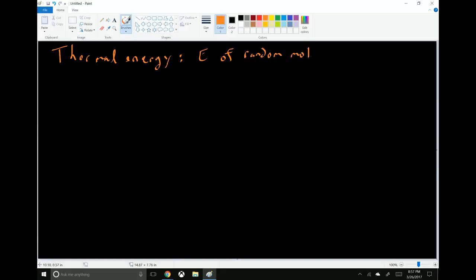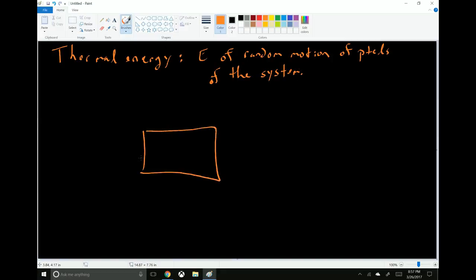Now, thermal energy is the energy associated with the system that results from, that is stored in the random motion of the particles of the system. No matter what system you're talking about, whether it's a solid, a liquid, or a gas, all of the particles contained within it are in constant random motion, always in every direction you can conceive of, bouncing off one another. Even the particles of a solid are always in motion. They're always vibrating in place. They're not really going anywhere, but they're still in constant motion.